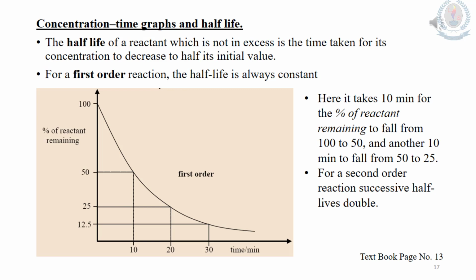Now look at this graph. Here it takes 10 minutes for the percentage of reactant remaining to fall from 100 to 50, and then another 10 minutes to go from 50 to 25. Another 10 minutes to go from 25 to 12.5. If it is a second order reaction, successive half-lives double.